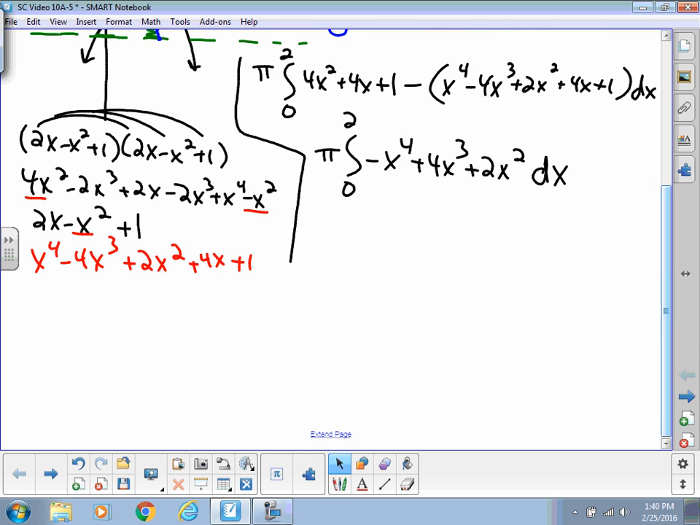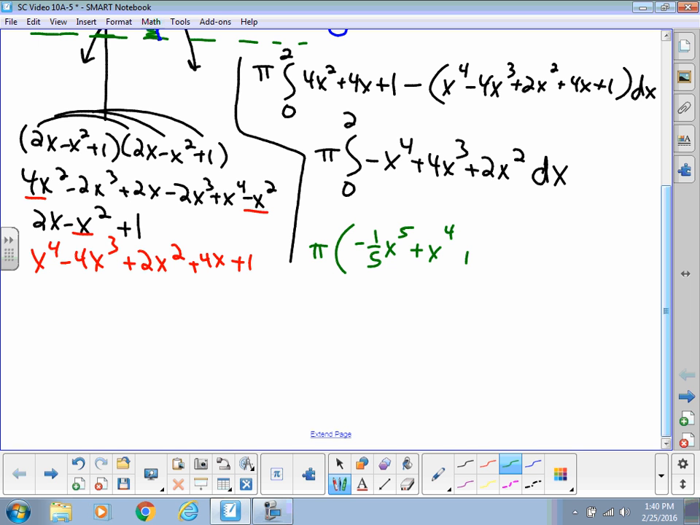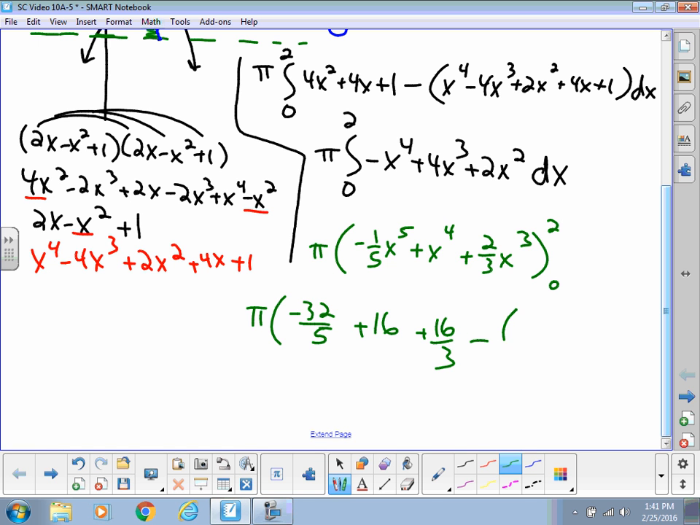We are now ready to take our antiderivative. So we'll have pi, we'll have negative 1/5 x to the fifth, plus x to the fourth, plus 2/3 x to the third, and that'll be evaluated from 0 to 2. So we'll have pi, when we sub in 2 to the fifth is 32, so we'll have negative 32 fifths. 2 to the fourth will give us 16. 2 cubed is 8, times 2 is 16, so we'll have 16 thirds. And then this will all be 0, so we'll get wiped out.